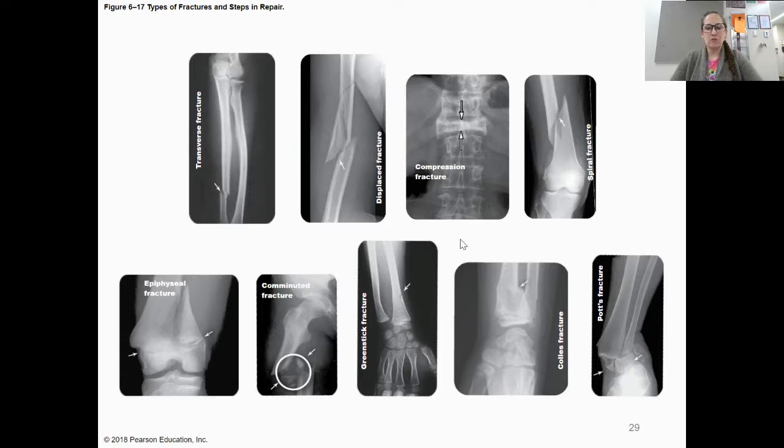All right, that's our overview of bone tissue to prep us for axial and appendicular skeleton.